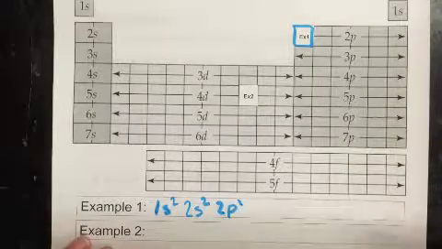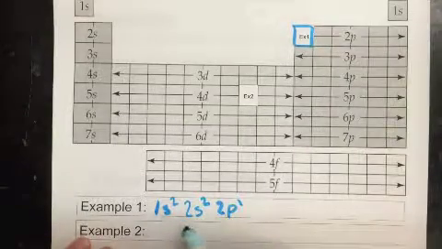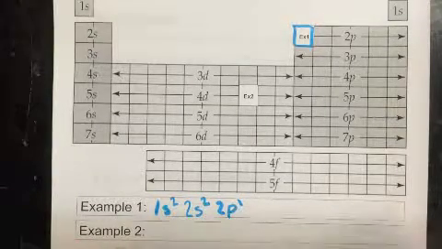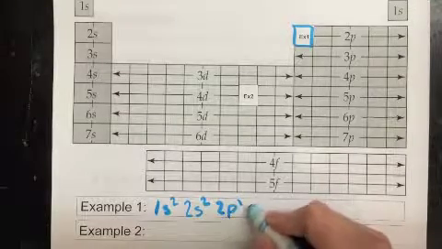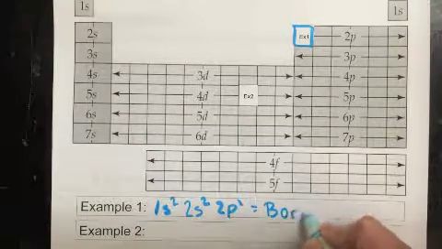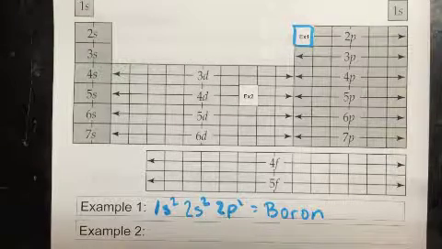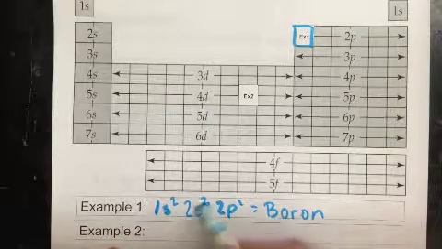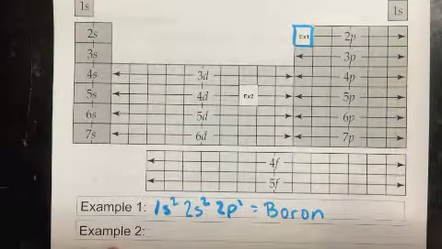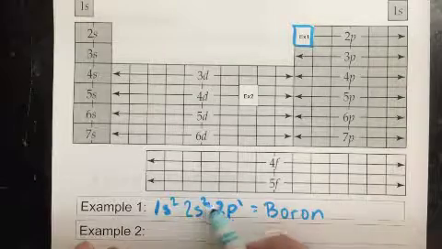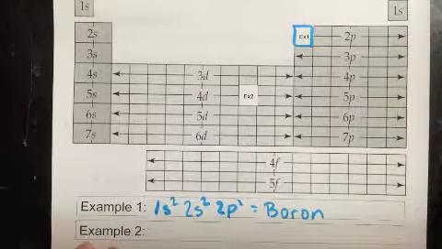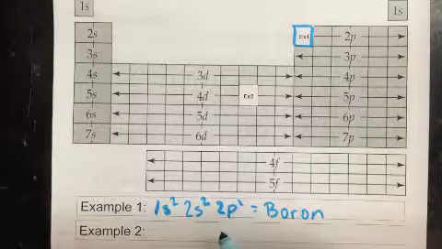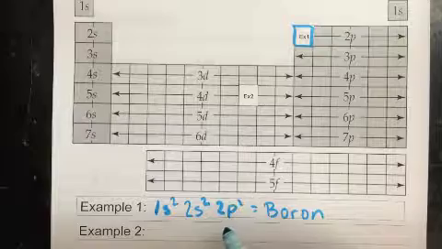So the overall configuration of this element is 1s2, 2s2, 2p1. Now, if you look at your actual periodic table, you should be able to tell that this is boron. Okay? Now, you can double check yourself with the electron configuration, because if you add up all these exponents, 2 plus 2 plus 1 is 5, which is the atomic number of boron. So this is simply showing you where all the electrons are in a boron atom.